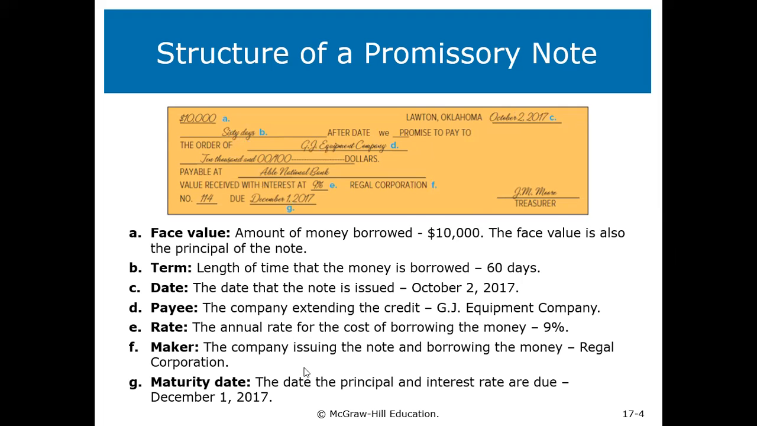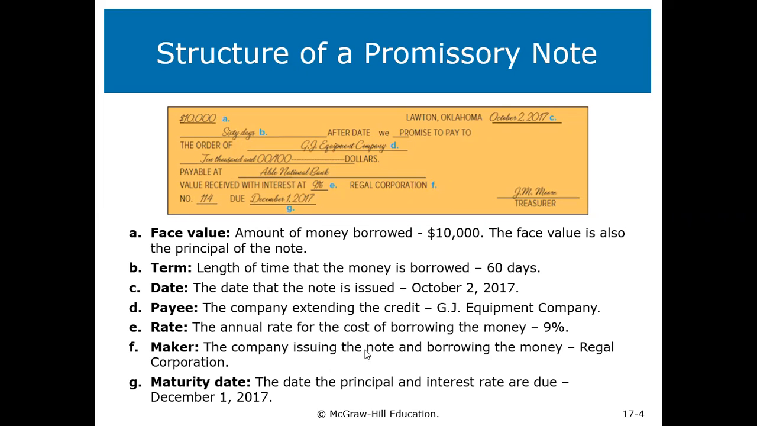And the amount is written here. The amount is 10,000. Payable at Able National Bank. So where will it be paid? It will be paid at Able National Bank, with the rate equivalent to 9%. That's letter E. And then the maker is the company issuing the note. They are the ones saying IOU. The one making the note is the one borrowing.